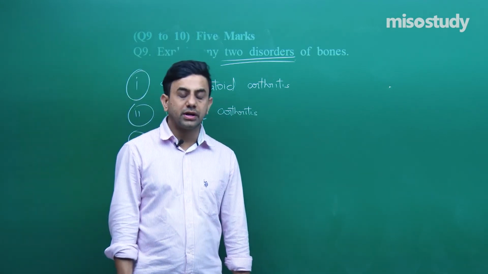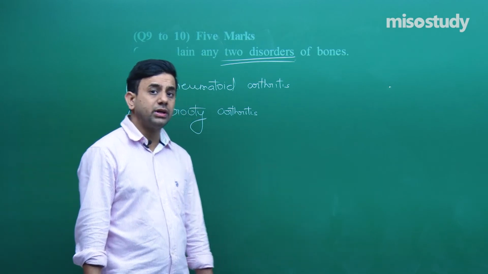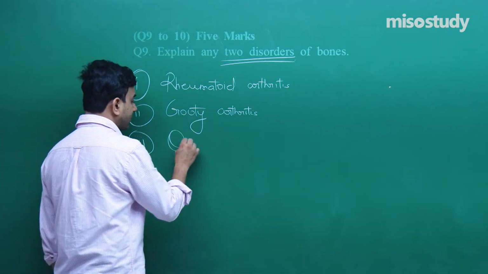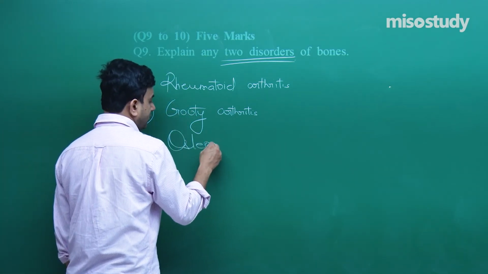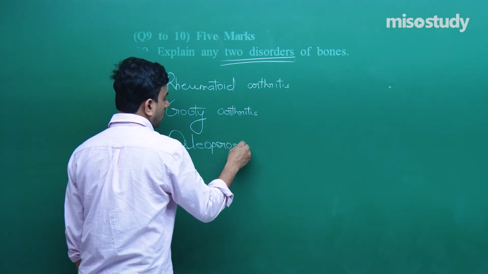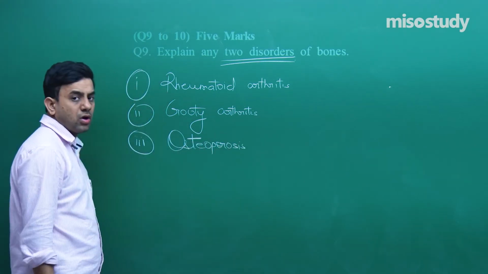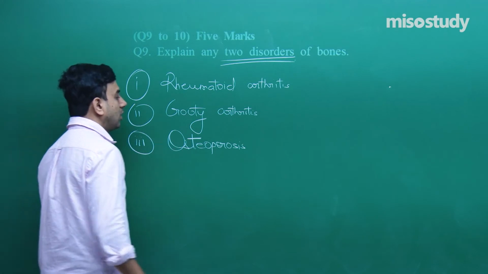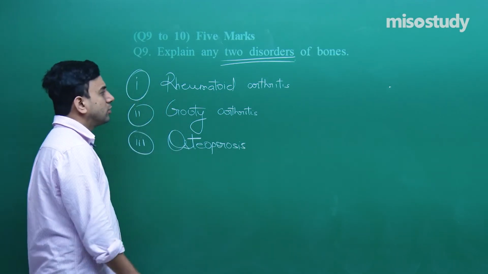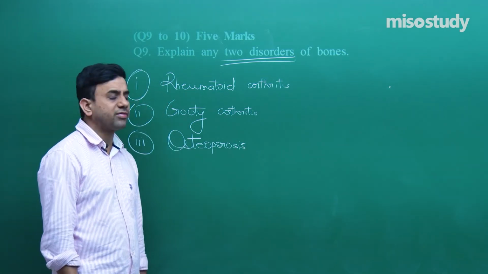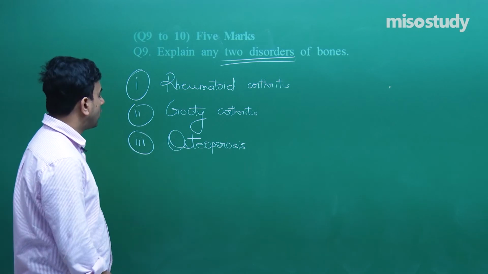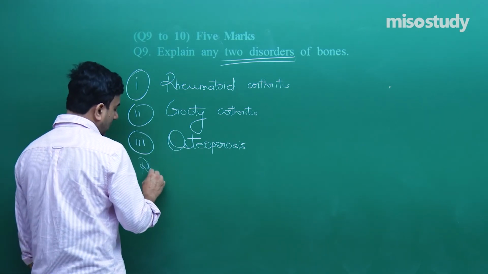After rheumatoid arthritis and gouty arthritis, we can talk of osteoporosis. Osteopetrosis is also one condition. There are many such conditions we can talk of, but let's see what is rheumatoid arthritis.